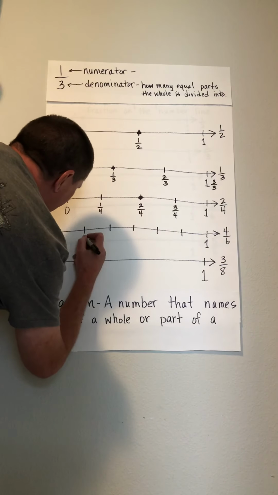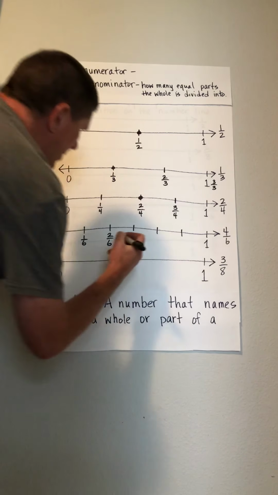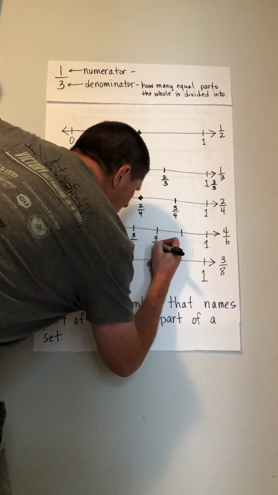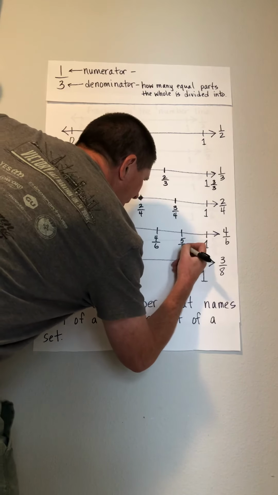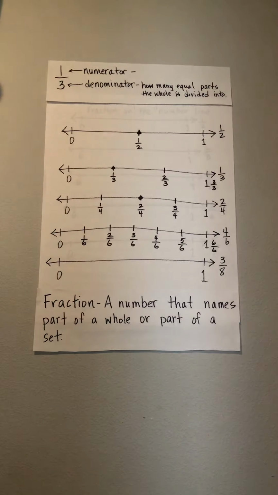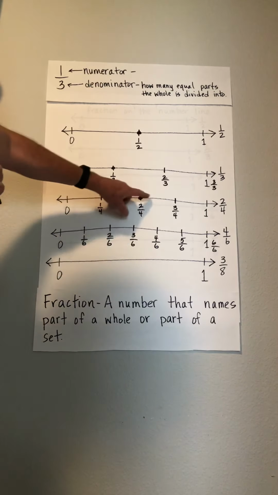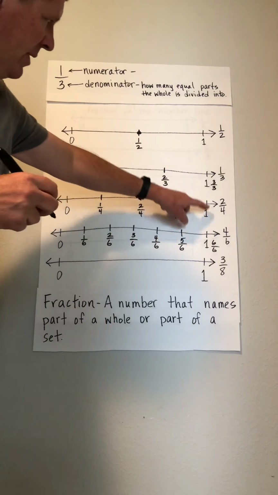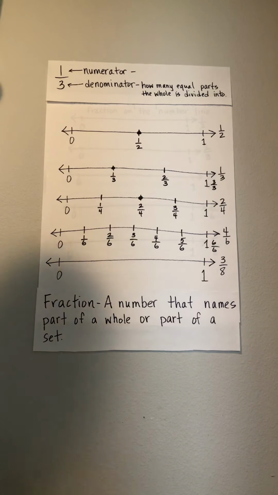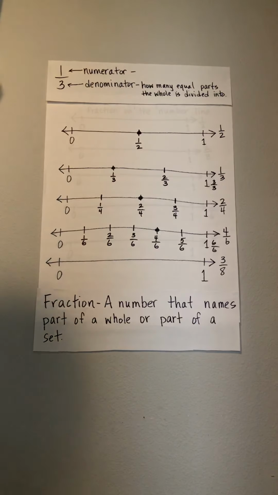So this is 0, so this must be 1/6, 2/6, 3/6, 4/6, 5/6, and 1, which is also known as 6/6. Okay, so 1/6, 2/6, 3/6, 4/6, 5/6, 6/6. So on the number line, I'm going to find 4/6 and put a mark there.